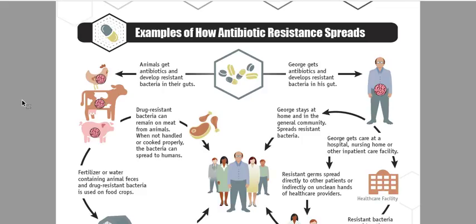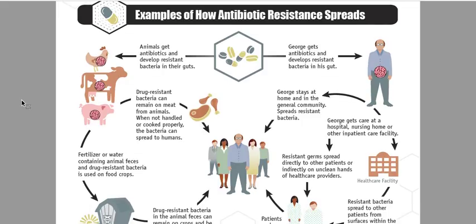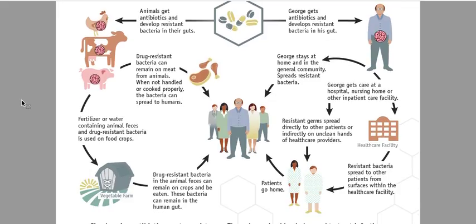Examples of how antibiotic resistance spreads. Animals get antibiotics and develop resistant bacteria in their guts. Drug-resistant bacteria can remain on meat from animals. When not handled or cooked properly, the bacteria can spread to humans. Fertilizer or water containing animal feces and drug-resistant bacteria is used on food crops. Drug-resistant bacteria on the animal feces can remain on crops and be eaten. These bacteria can remain in the human gut.